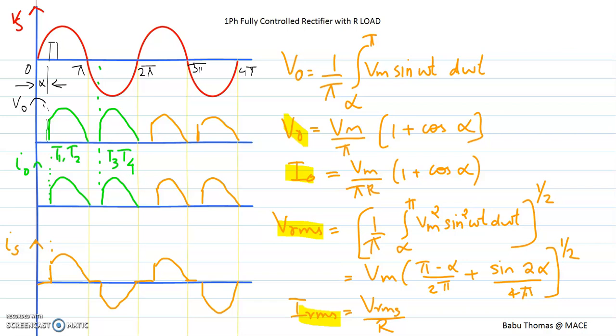So here, as an assignment you can also draw the voltage across the thyristors when the thyristor is in the on condition and also in the off condition, which we have not plotted here. And actually you can also complete it like this.